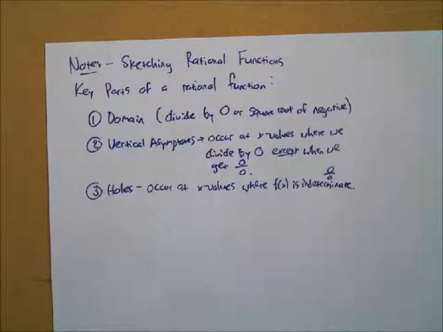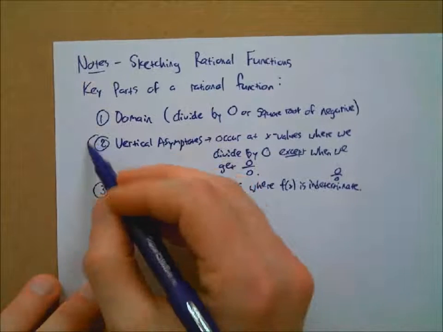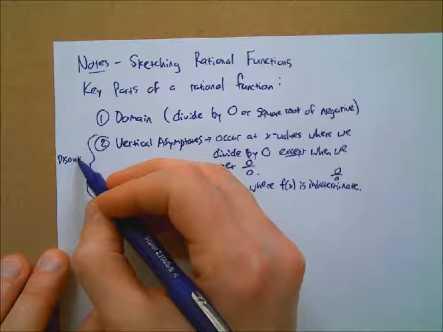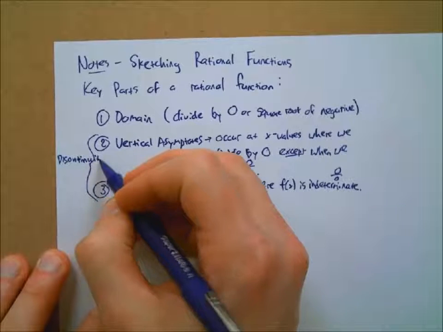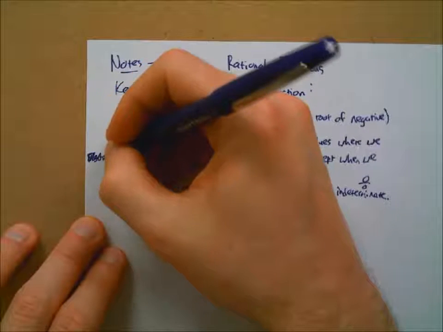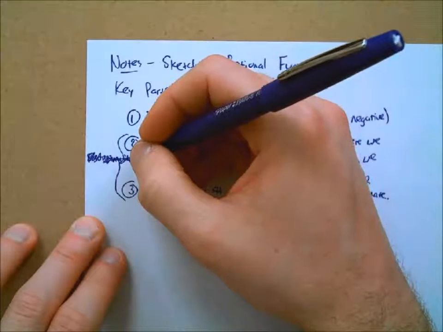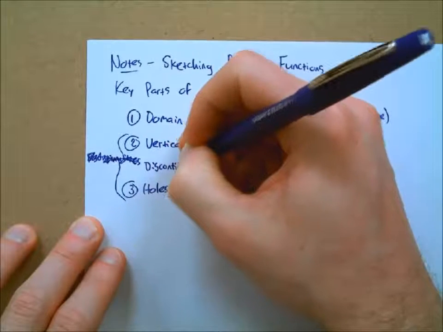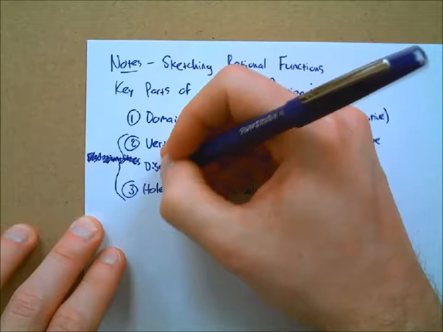So those two, vertical asymptotes and holes, represent discontinuities. It creates jumps or gaps or holes. So those are two main discontinuities we're going to keep an eye out for. Discontinuities. I didn't have enough space, and I missed the C. I'll put it here. Discontinuities. There we go.